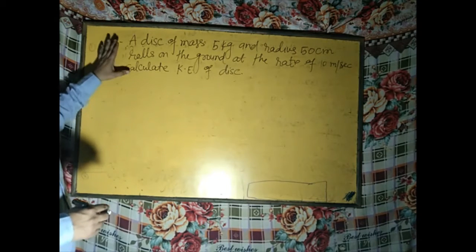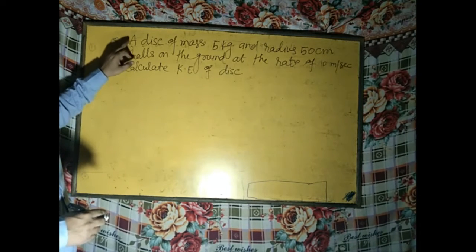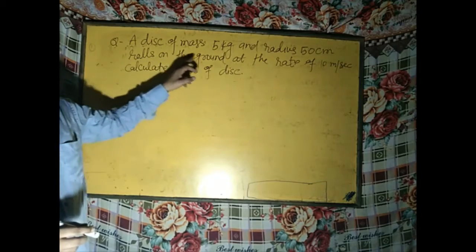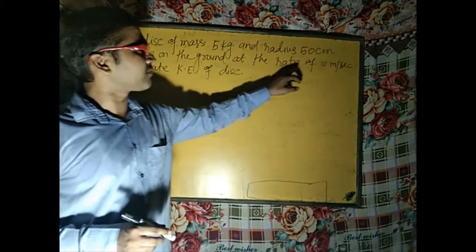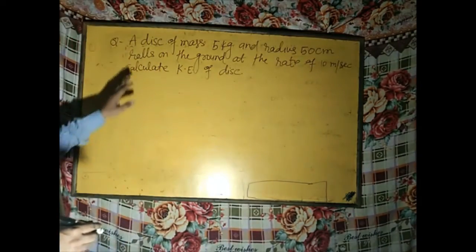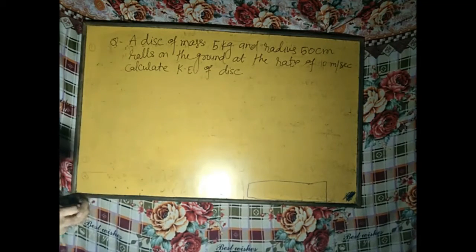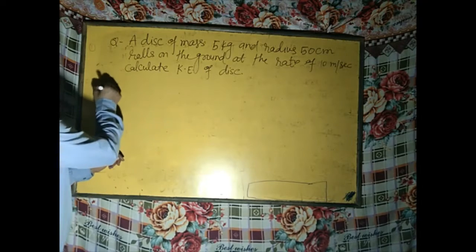One of the questions is shown on the screen. You can see here a disc of mass 5 kg and radius 50 centimeter rolls on the ground at a rate of 10 meter per second. Then calculate the kinetic energy of the disc. Okay, this one is the question. So let's see the solution.